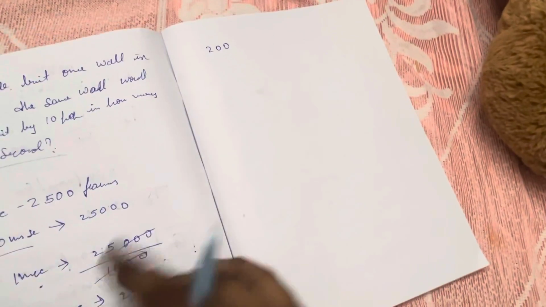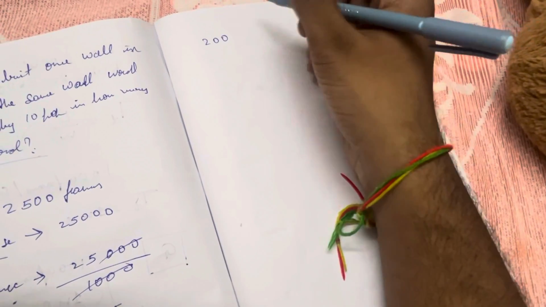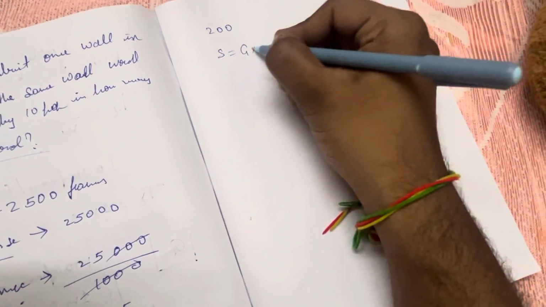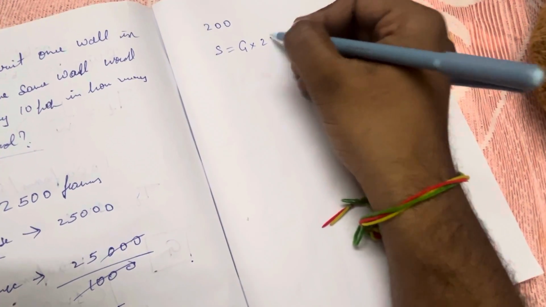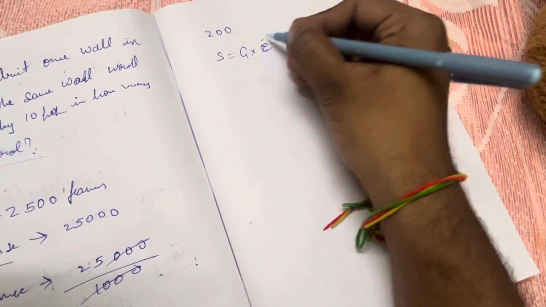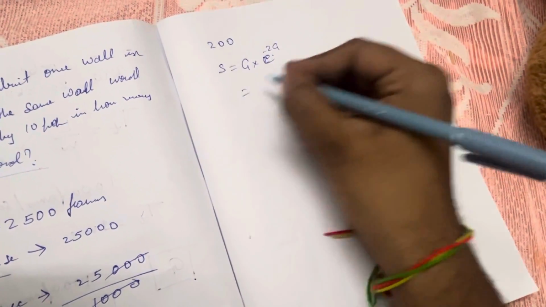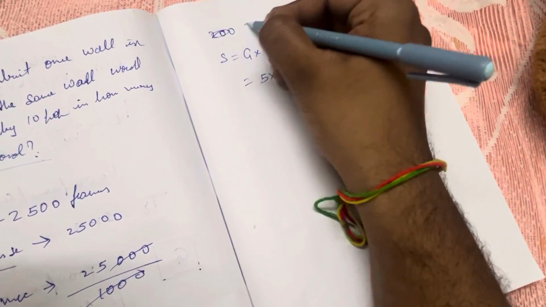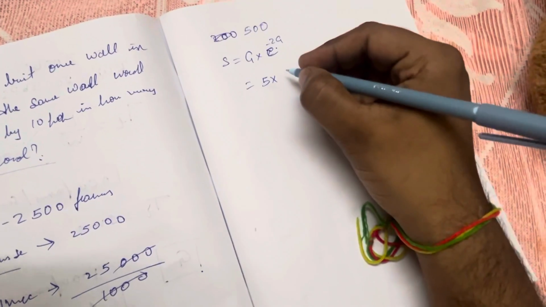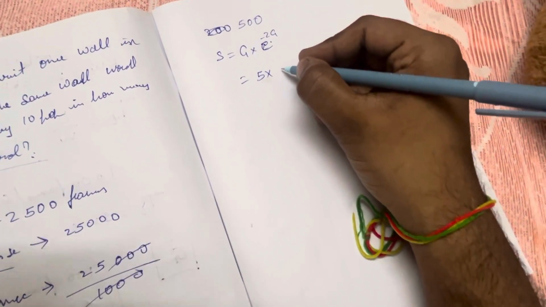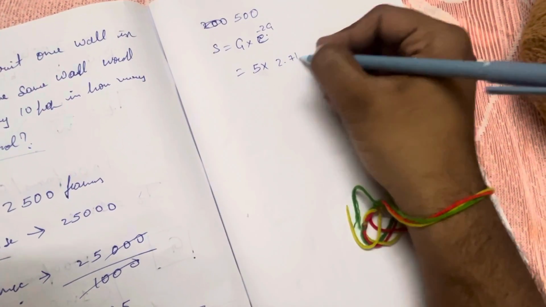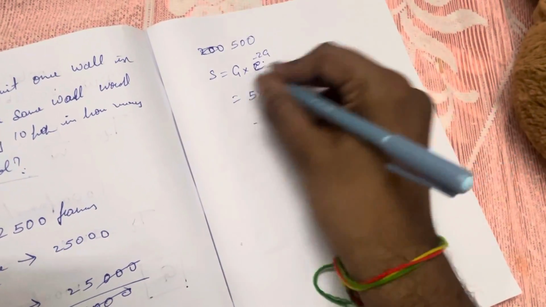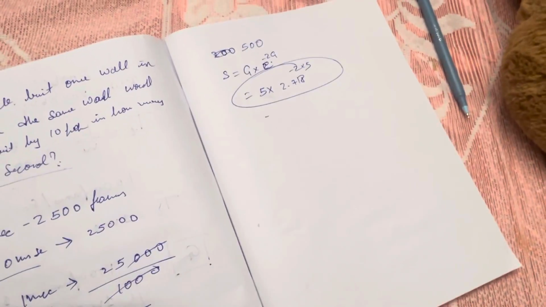So for 500 frames per second, for pure Aloha, S equals G into e to the power of minus 2G. So your S will be 5 into 2.718 to the power of minus 2 into 5. So if you solve this, you'll get your final answers.